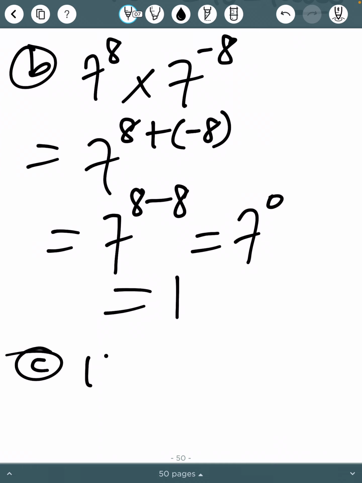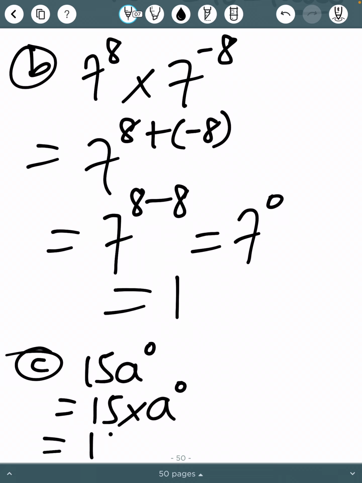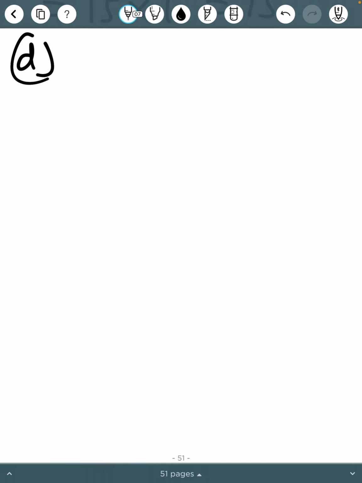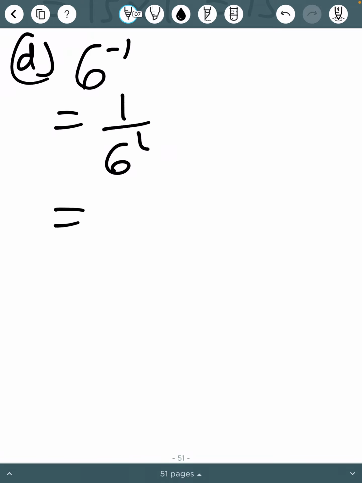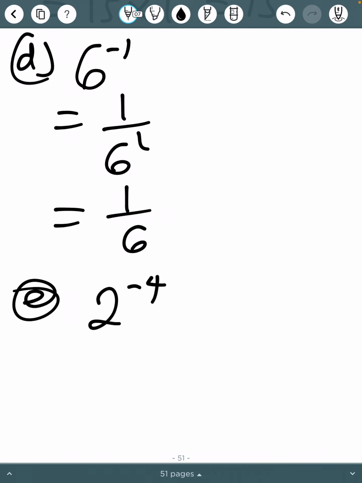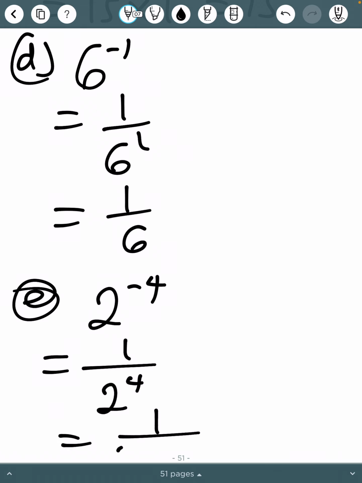Question C, 15a raised to power 0. This is the same thing as 15 times a raised to power 0, or 15 times 1, 15. Question D, 6 raised to power minus 1 is the same thing as 1 over 6 raised to power 1, or simply 1 over 6. Question E, 2 raised to power minus 4 is the same thing as 1 over 2 raised to power 4, or simply 1 over 2 times 2 times 2 times 2, and that's 1 over 16.